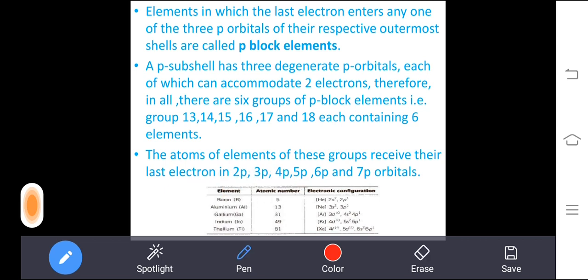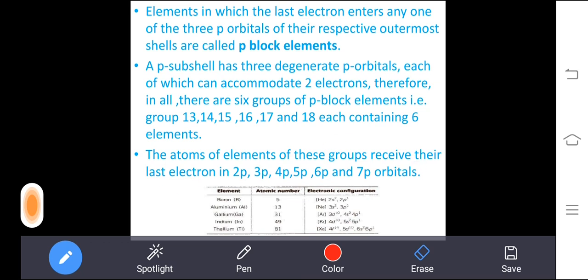As already mentioned, the p block starts from group 13 and ends in group 18. The atoms of elements of these groups receive the last electron in the 2p, 3p, 4p, 5p based on the number of periods. If you move down the group, the p orbital varies. Here in group 13, we can observe the last electron enters 2p, then aluminum 3p, then gallium 4p, and indium 5p.